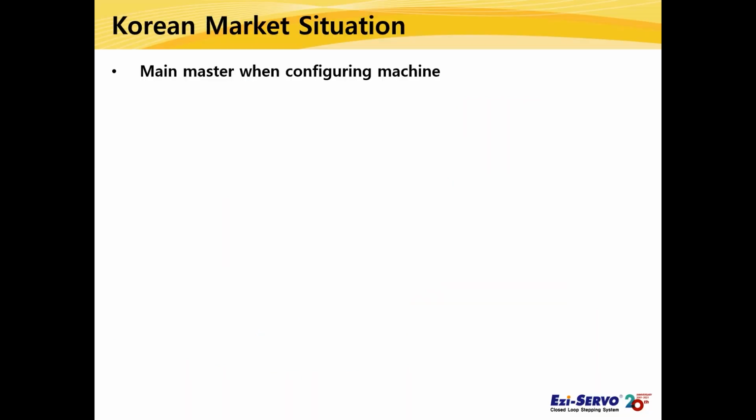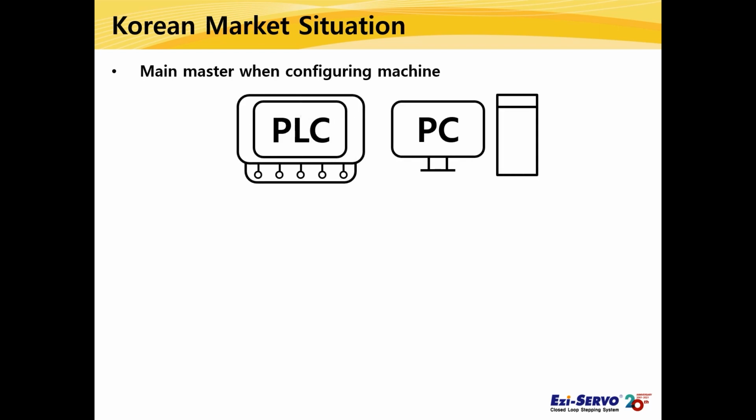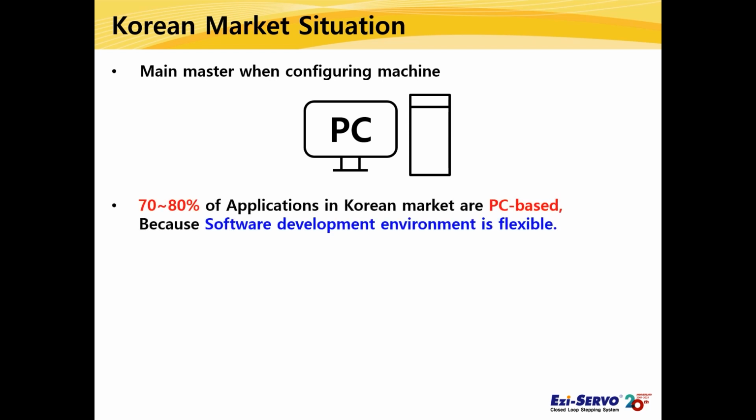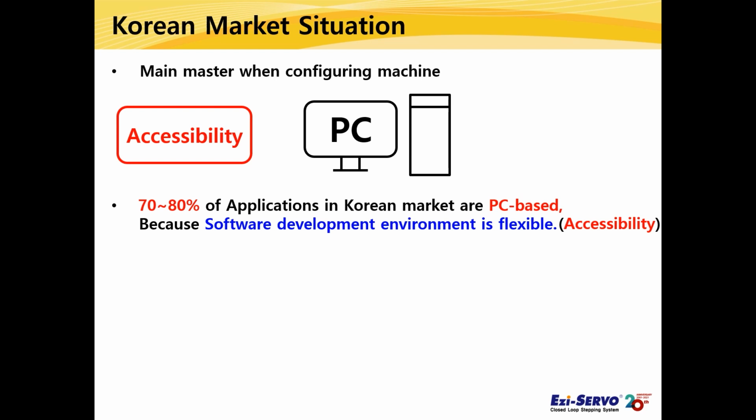Next, prior to the introduction of Ezi-IO Ethernet, I would like to explain the FASTECH's Ethernet products with the example of Korean market situation. When a customer configures the machine, PC or PLC is used in various ways as the main master. In the Korean market, this main master is an industrial PC usually. Almost 70 to 80% of machine builders compose their machine based on PC. The main reason is that the software development environment is flexible when controlling machines. That is, accessibility is good.